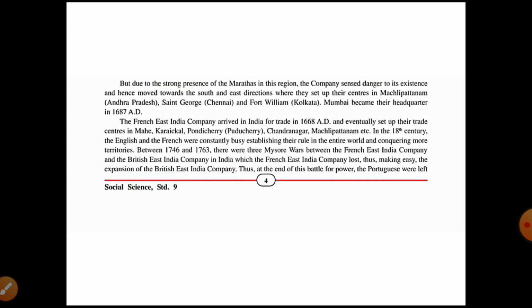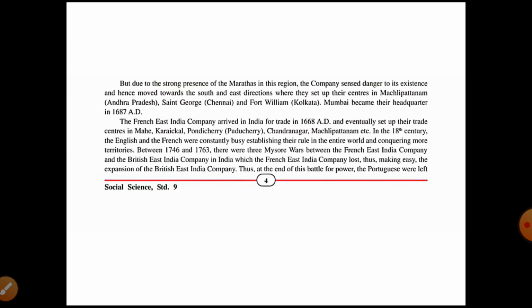Between 1746 and 1763, there were three Mysore wars between the French East India Company and the British East India Company in India, which the French East India Company lost. So remember, between 1746 and 1763, three Mysore wars were fought between the French East India Company and the English East India Company. And in these wars, the French East India Company was defeated by the British East India Company.